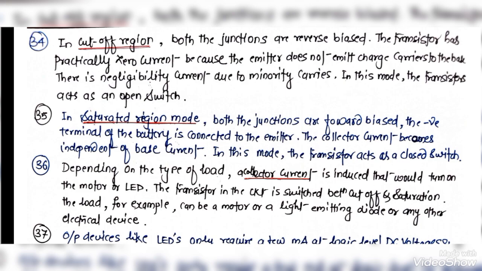In saturation region mode, both the junctions are forward biased. The negative terminal of the battery is connected to the emitter. Collector current becomes independent of base current. In this mode, transistor acts as a closed switch.